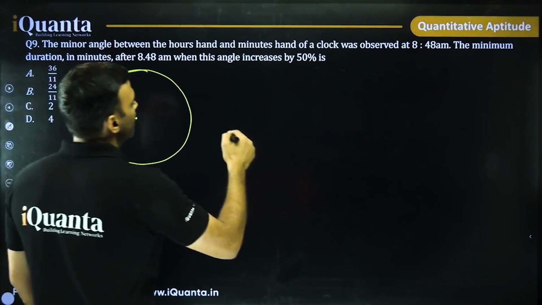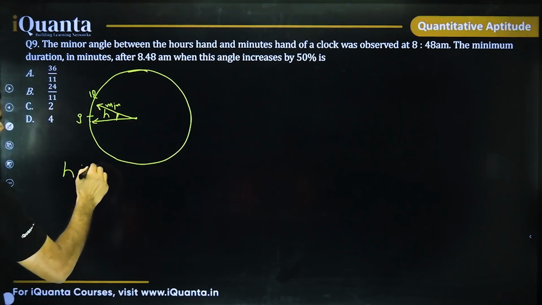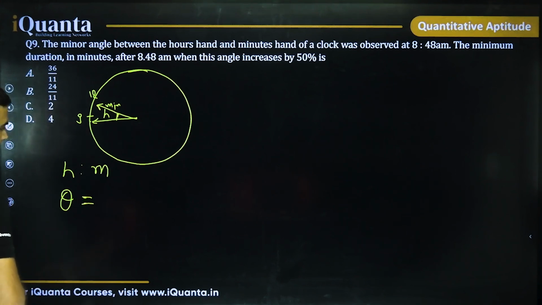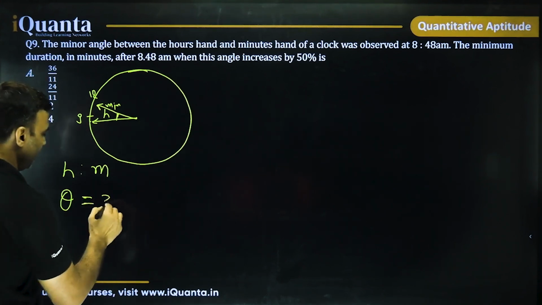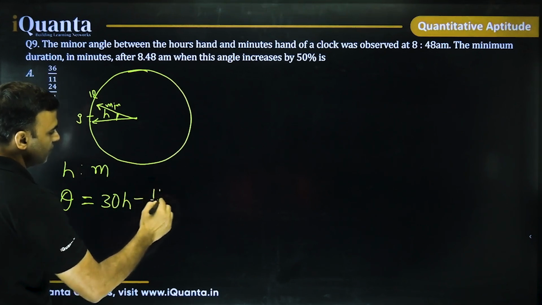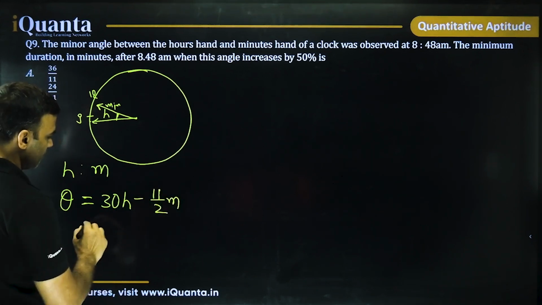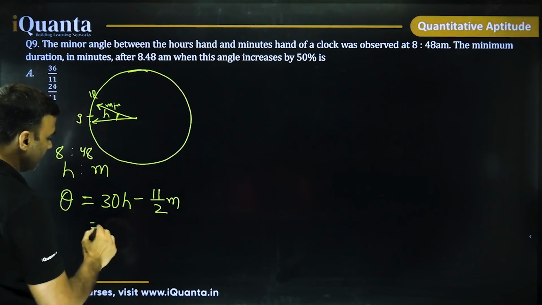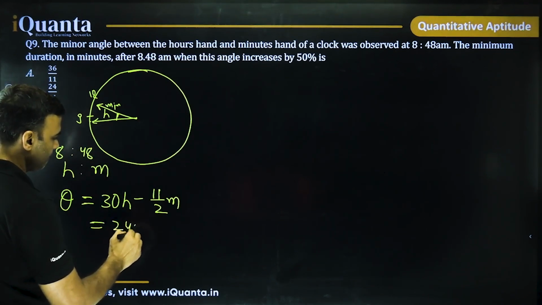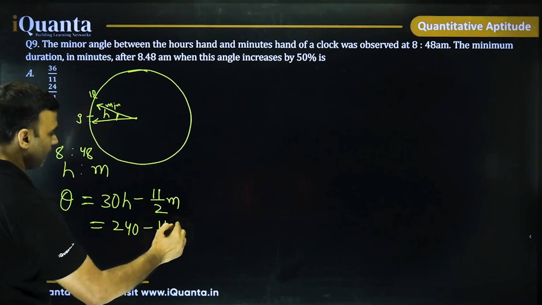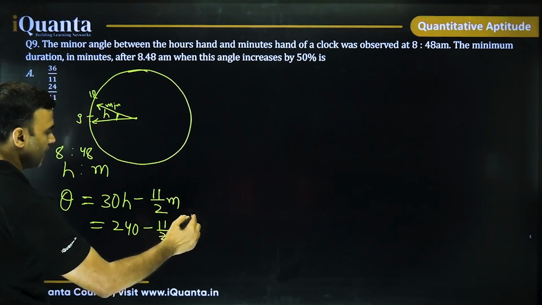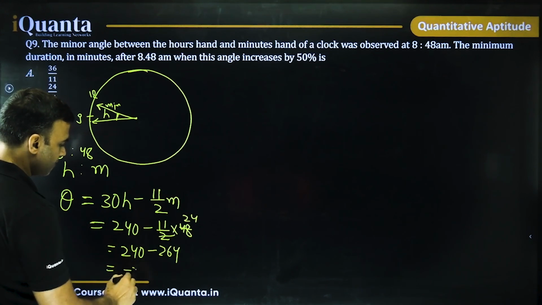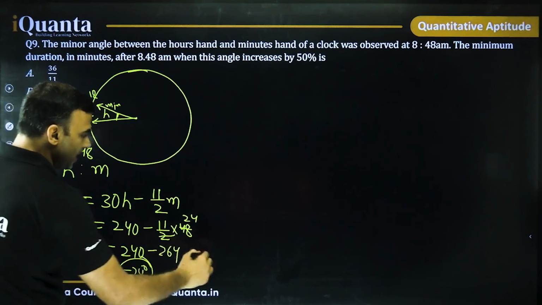So one thing is that we can directly apply at a moment h:m, the angle theta between the hour and minute hand is simply equal to 30h minus 11 by 2 m, right? This is a direct formula that we can apply. So here h is 8, m is 48. Check what you get, and then you identify the minor angle. So 30 into 8 is 240 minus 11 by 2 into 48. 2 cancels 48 24 times. So we have 240 minus 264, and that gives us minus 24 degrees. So the minor angle is 24 degrees.